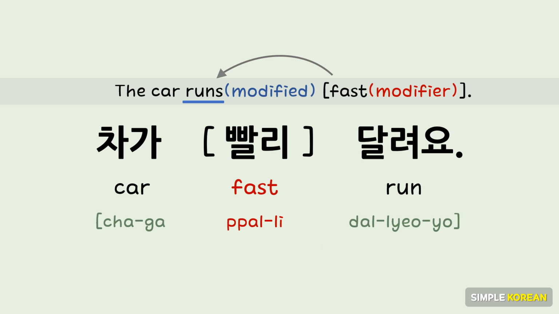차가 빨리 달려요. It means the car runs fast. Here the adverb fast, 빨리, is the modifier of the verb run, 달려요. In Korean, the modifier 빨리 is placed before the verb 달려요. So, 차가 빨리 달려요.